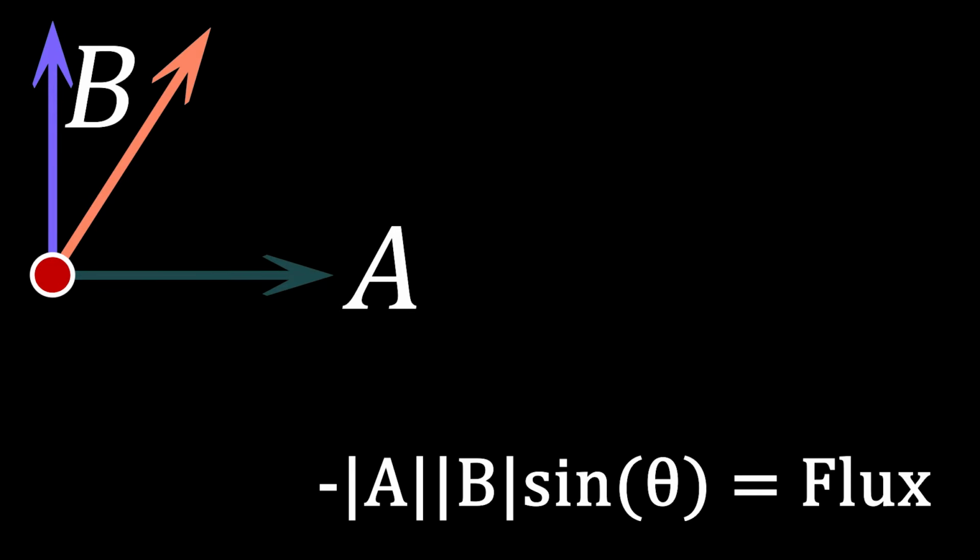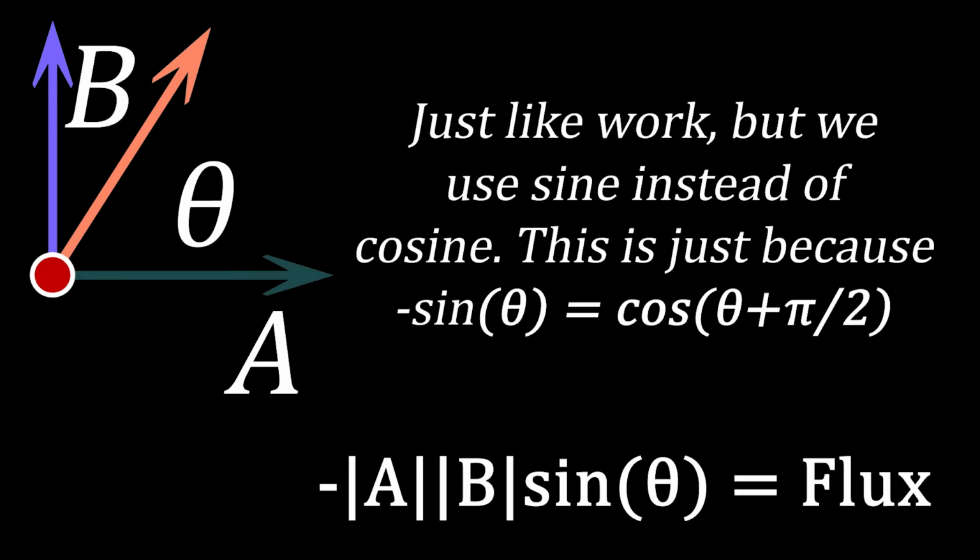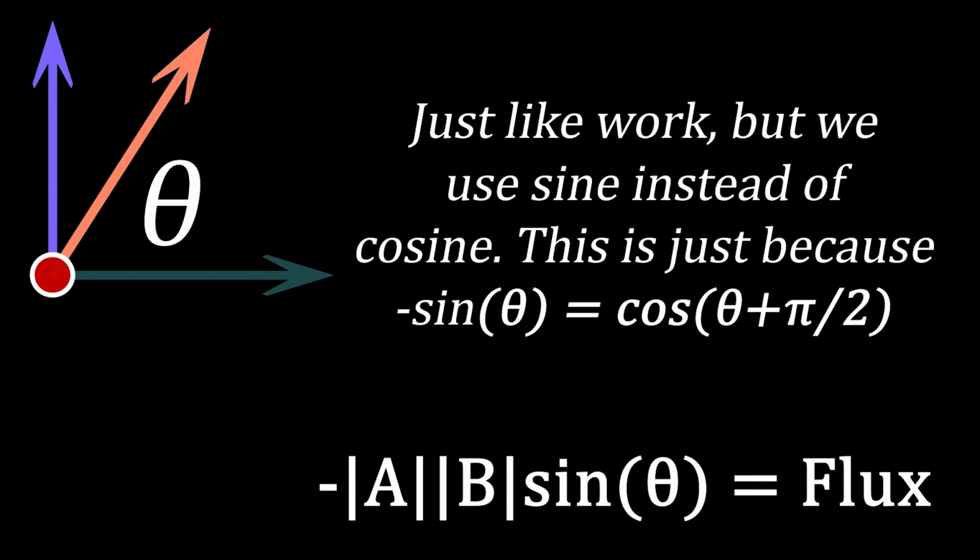When the angle between a and b is smaller, sine of theta is smaller, and in turn the absolute value of the flux becomes smaller. If the angle between a and b approaches 90 degrees, sine of theta approaches 1, and thus the flux becomes larger. The absolute value of the flux between two vectors is largest when the vectors are perpendicular.